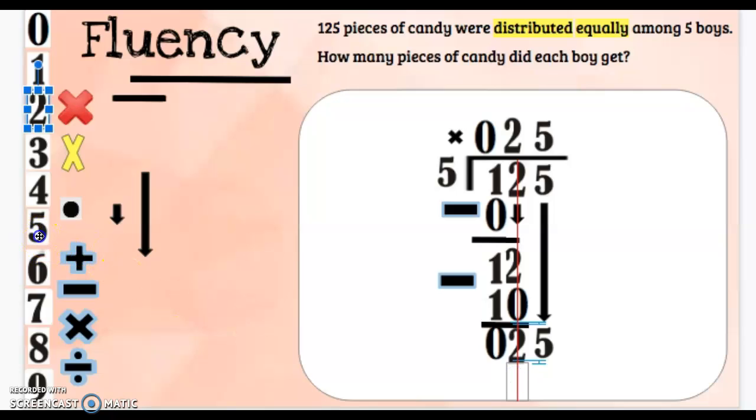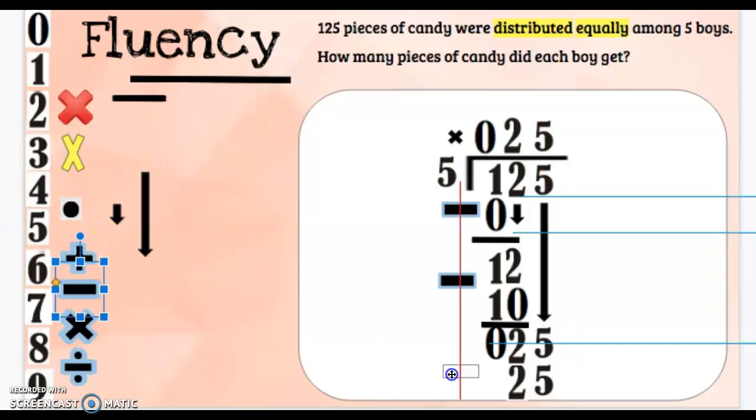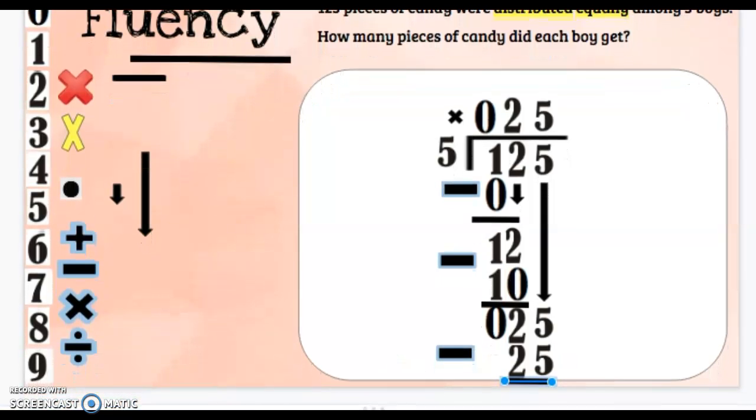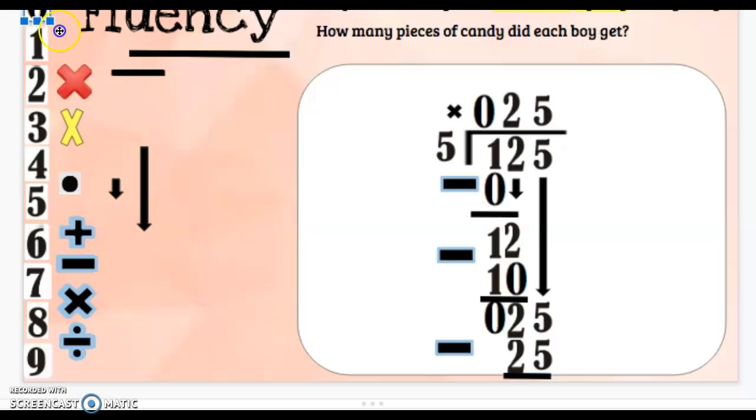So I'm going to subtract 25 minus 25 is 0. And then I'm going to bring this down a little bit so I can put my zeros there for you to see. So I'll have my 0, 0 and a 0, because 5 minus 5 is 0, 2 minus 2 is 0. So how many pieces of candy would they get? They would get 25 pieces of candy.